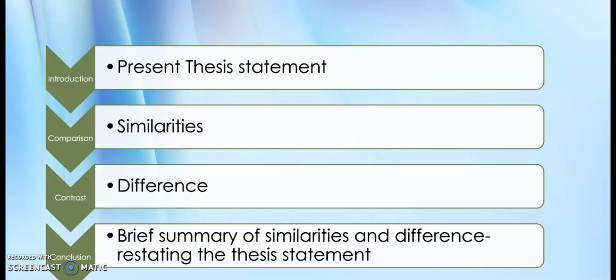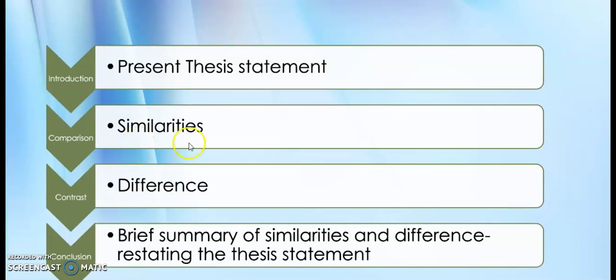Here you will have a body paragraph where the similarities of the two items under comparison are presented. The number of paragraphs that you're going to add in this comparison section can be decided based on the major aspects. Moving on to the next section is the contrast, where you discuss major differences. Again here, as in comparison, the number of paragraphs is decided based on the points. Next, the last one is the conclusion. Here you give a brief summary of the similarities and differences, and we also restate the thesis statement.